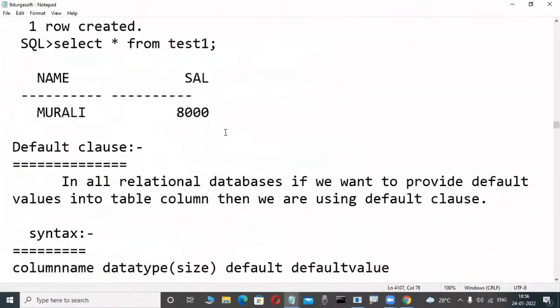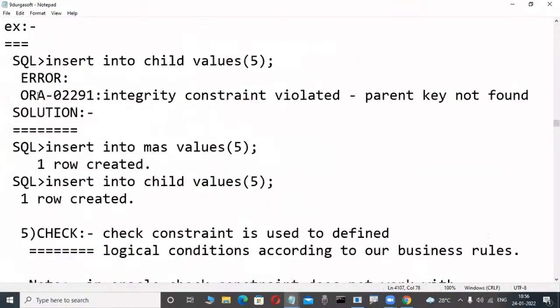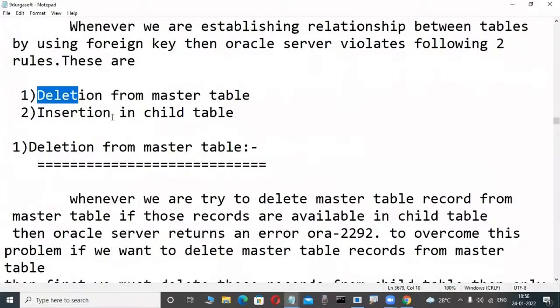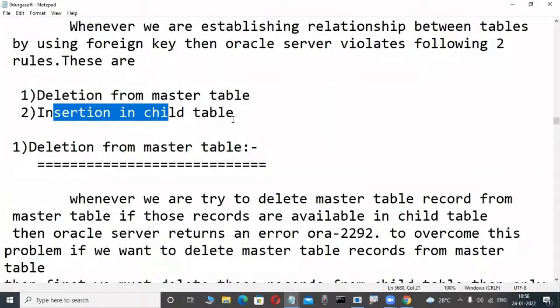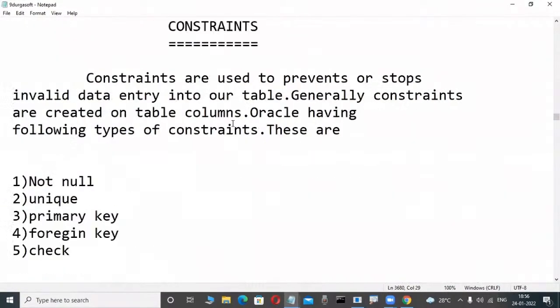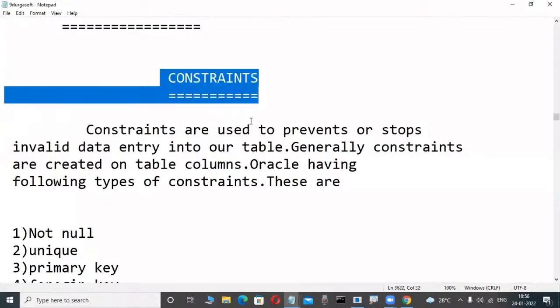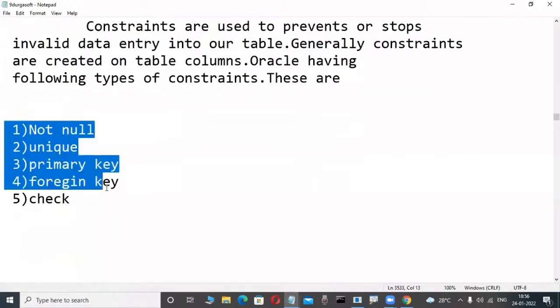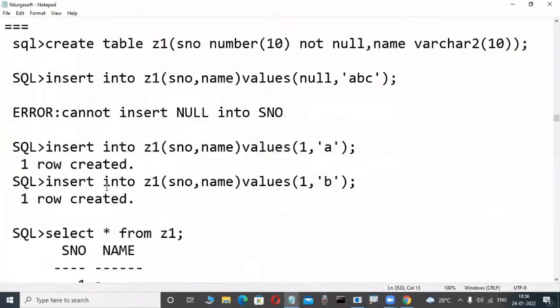Observe here: deletion from master table, insertion in child table. These are all big, big chapters. Don't worry, this is in every database, not only one. What is primary key, what is foreign key, what is check, what is unique, these types of things are in the constraints chapter. We are learning that in our course, so don't worry, one by one.